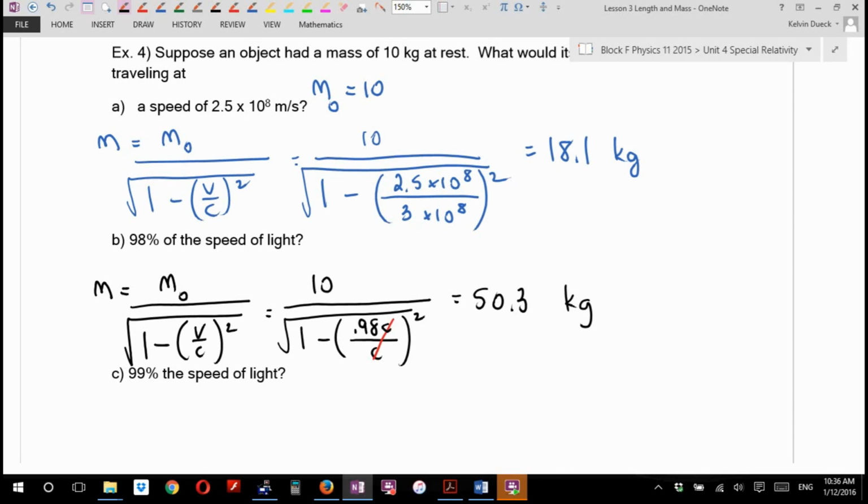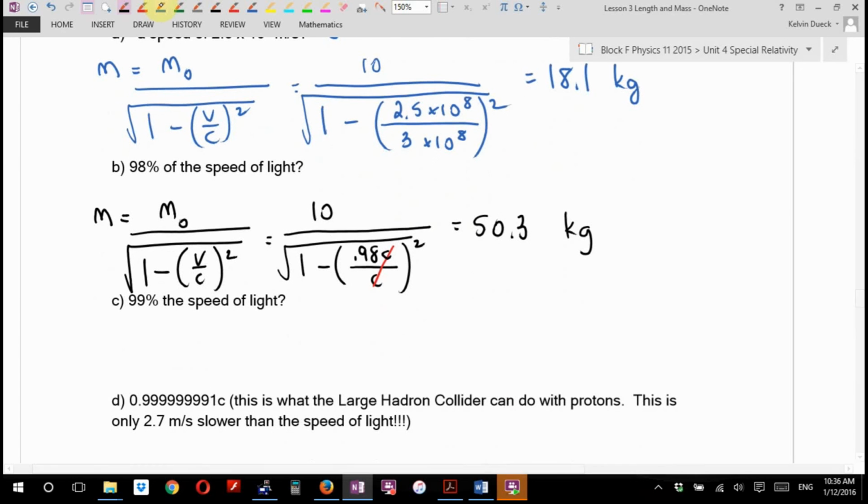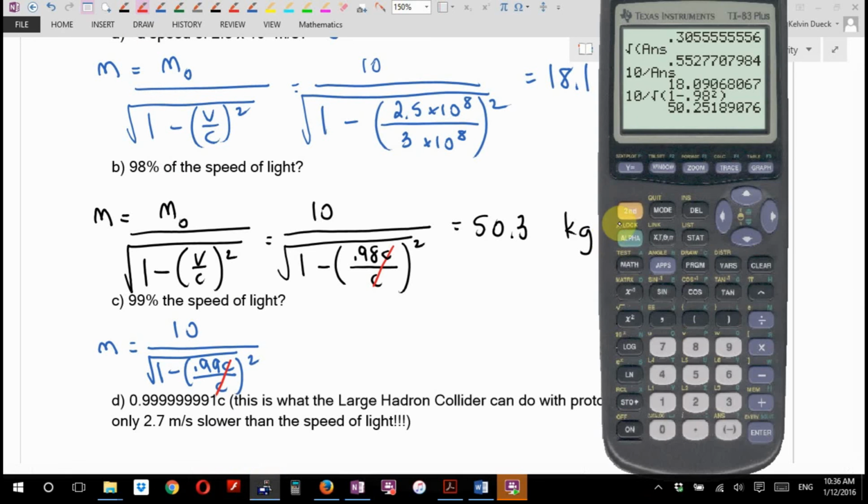In fact, you know what? 98%. Let's up it by only 1%. 99%. Okay. It's going to be 10 all over the square root of 1 minus 0.99c over c all squared. And yes, Sheldon, the c's will cancel. In fact, I think I can just backspace and change the 8 to a 9 just to get 1% closer. Picked up extra mass. 70.9 kilos.